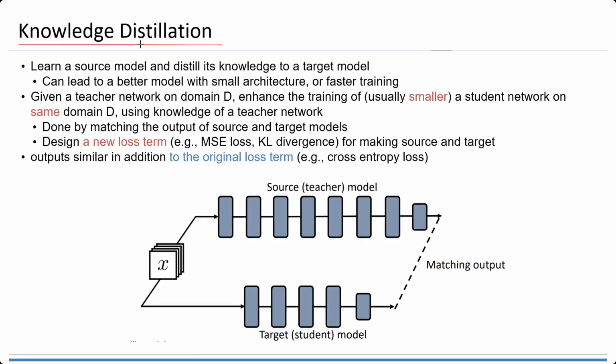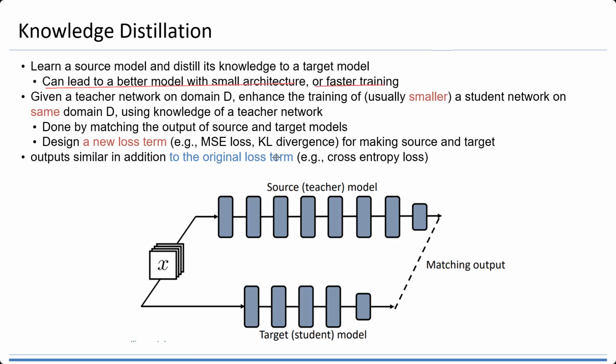The word knowledge distillation means we want to learn from a source model and distill its knowledge to a target model. Distill means we want to extract. We want to find the most important knowledge from the source, and we want to use it for a target model. It can lead to a better model with a smaller architecture or faster training.